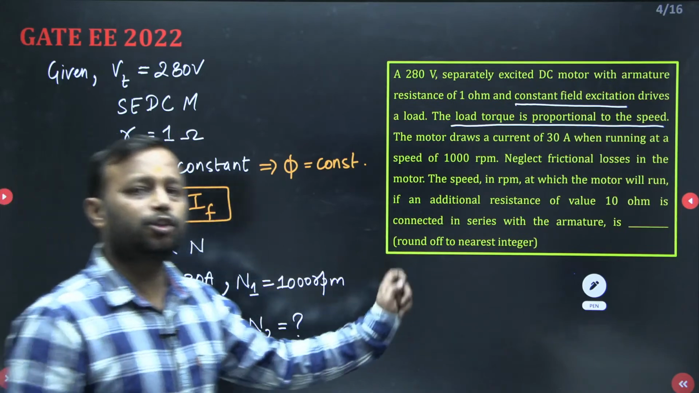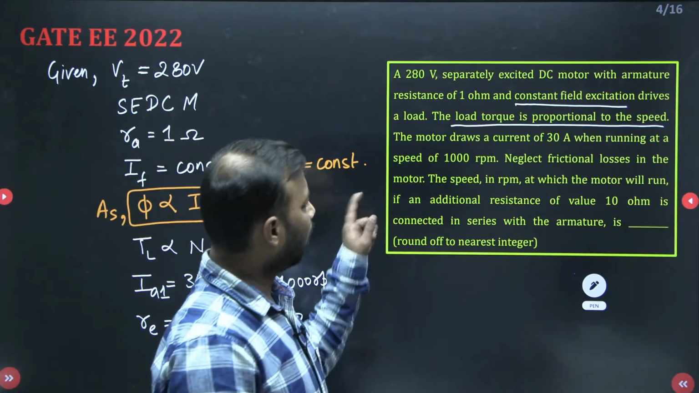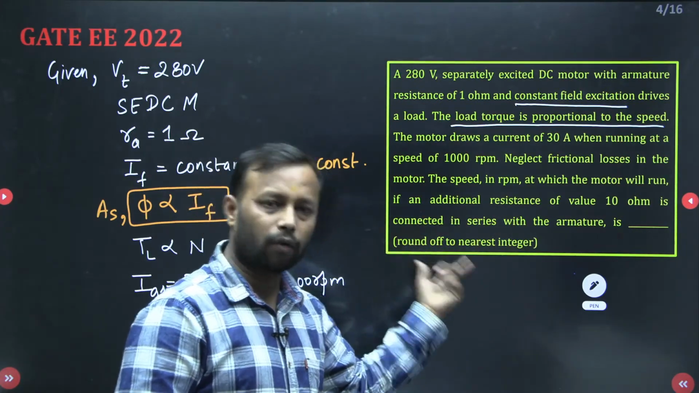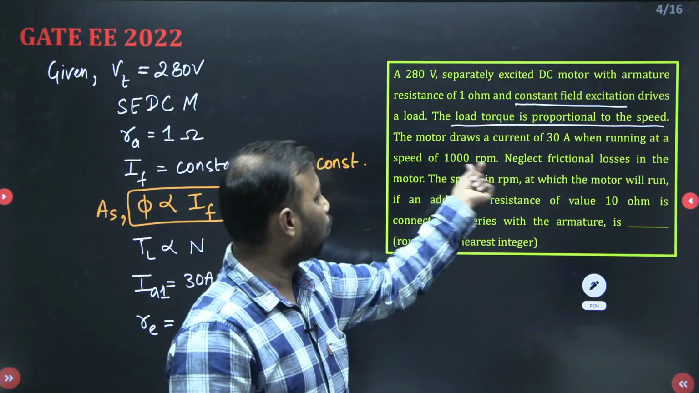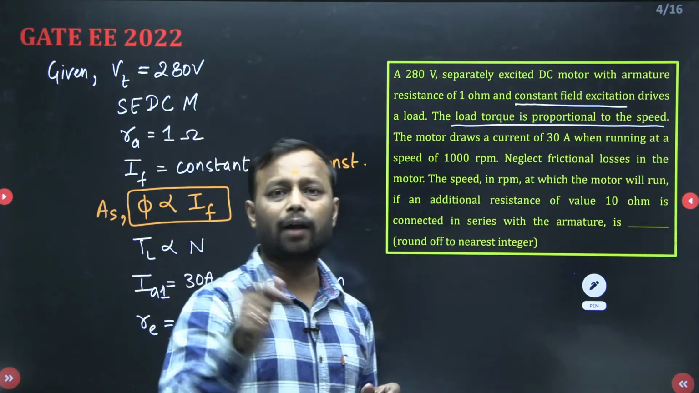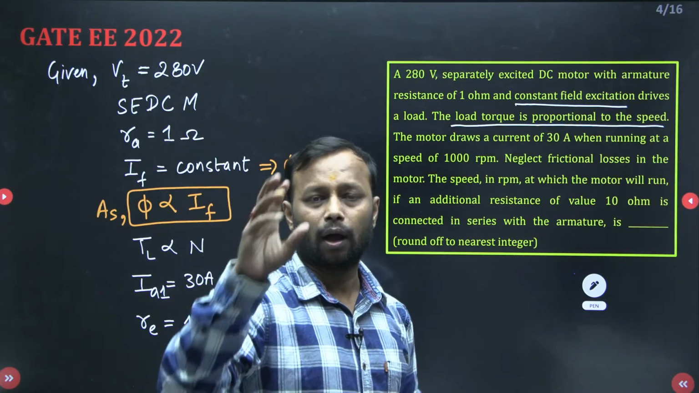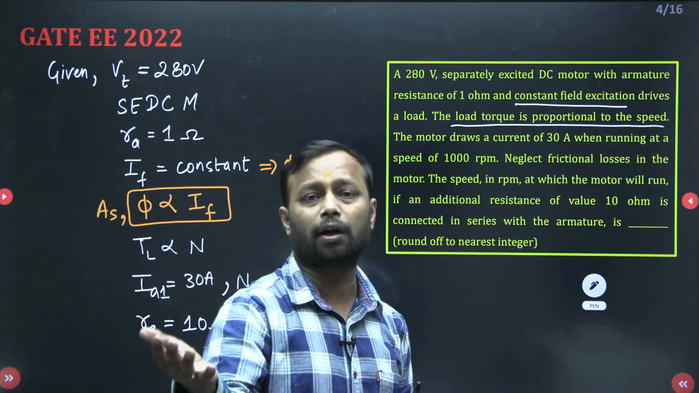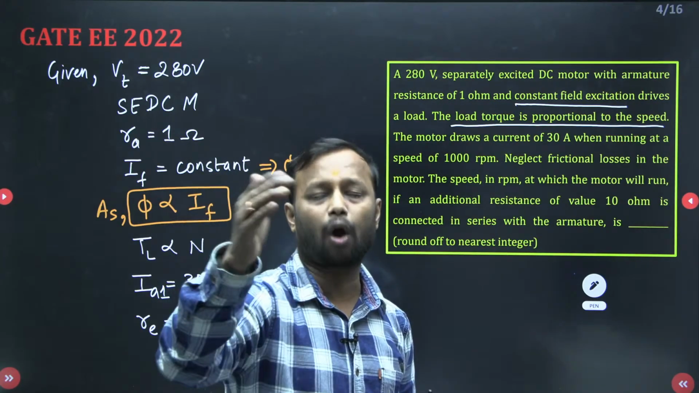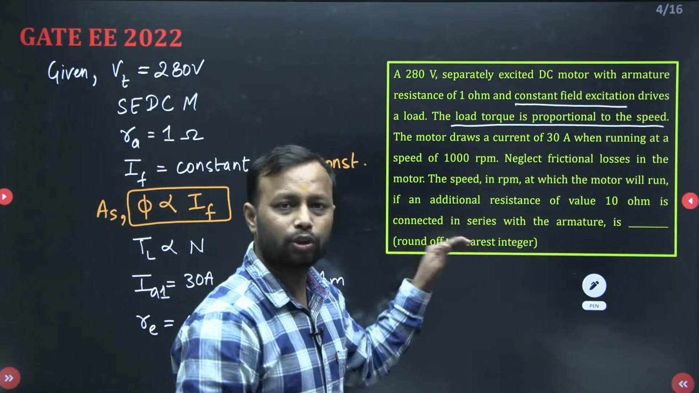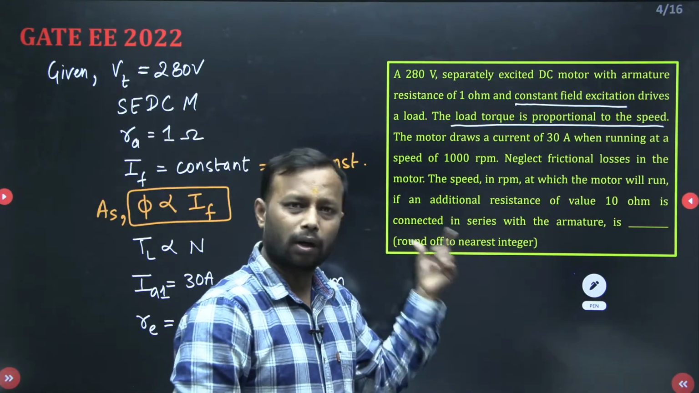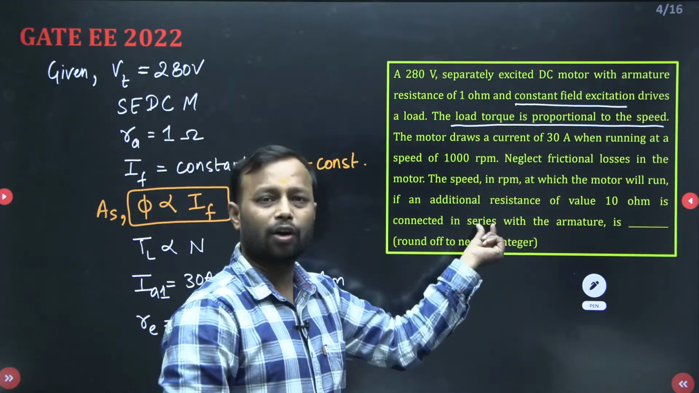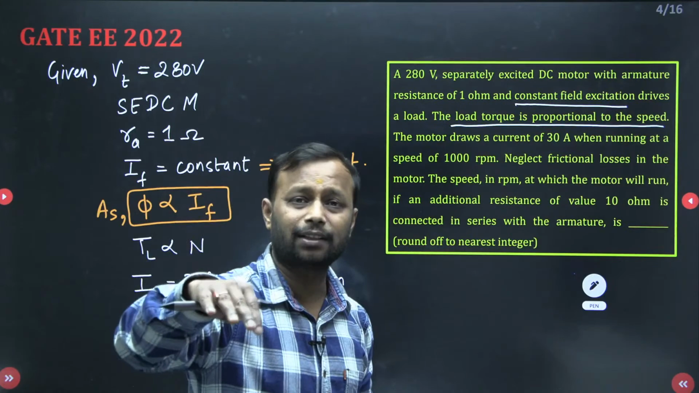I am 100% sure, please listen very carefully, that whatever final answer comes, it will always be less than 1000 RPM, because I know from the speed control of DC motor that if resistance is added in series with the armature, the speed is going to drop down. So how to judge whether your answer is correct? The final value has to be less than 1000 RPM, because this resistance control will give you a speed less than the given speed. Okay.